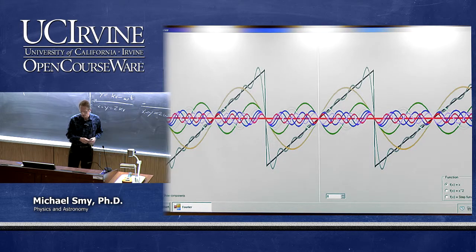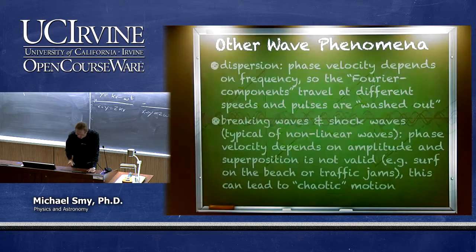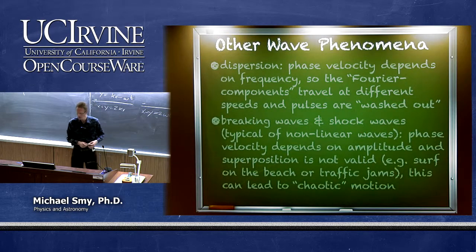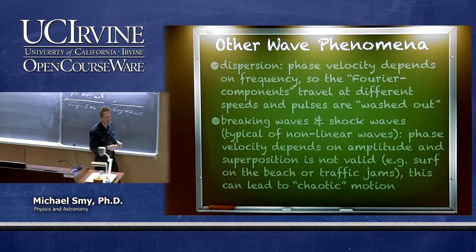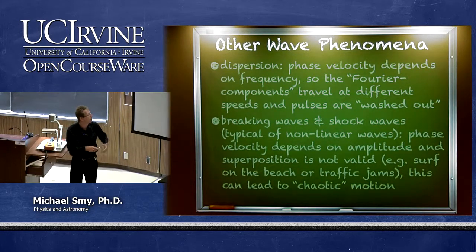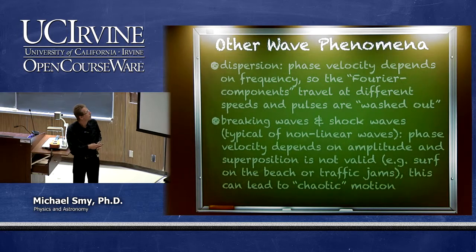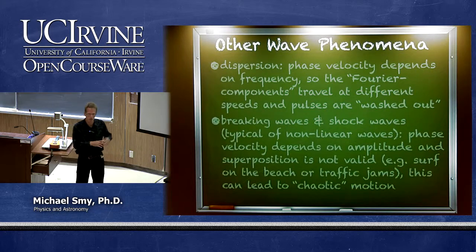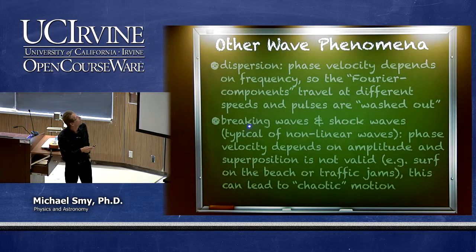If we have such a dispersion where the wave speed is different depending on the frequency, then those shapes don't remain intact. They will change their form as the wave travels. In essence, what it means is that pulses are washed out and sort of disappear. And that is why this phenomenon is called dispersion.